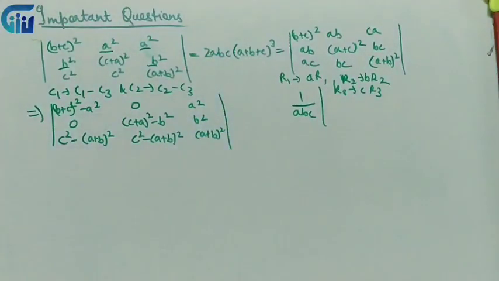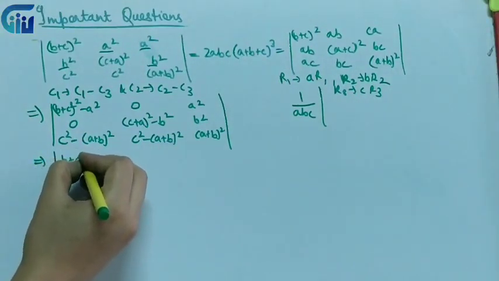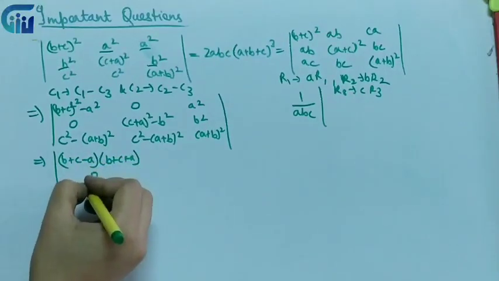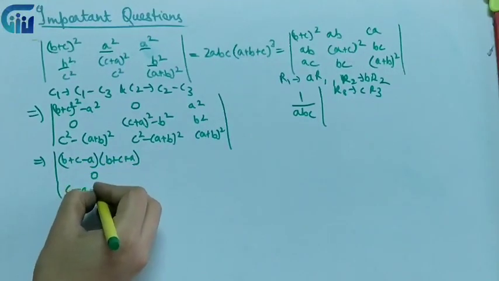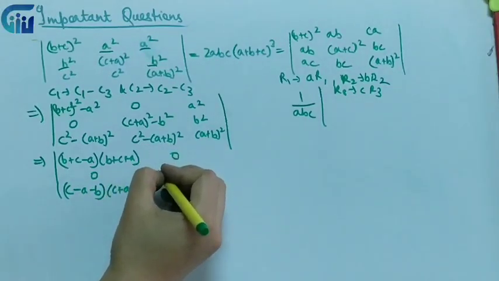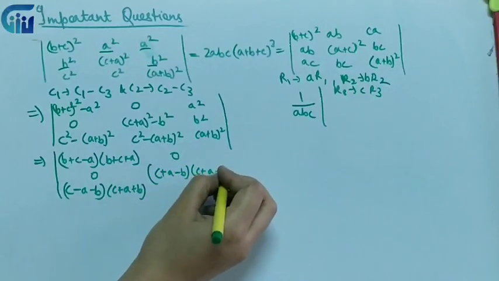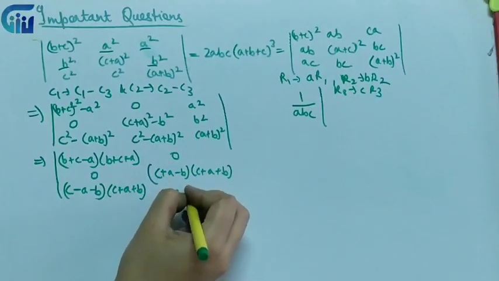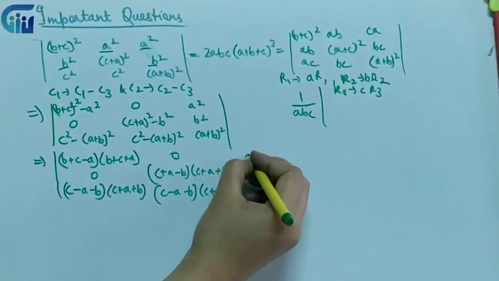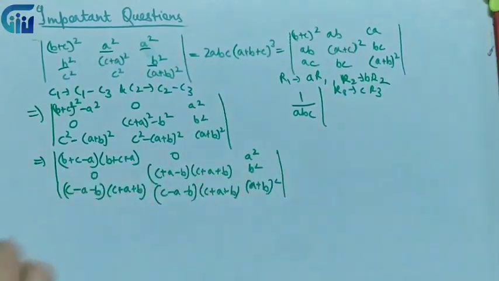So now once we have a square minus b square, we'll apply the identity. So what I'll get? b plus c minus a, b plus c plus a. This is 0. This is c minus a minus b, this is c plus a plus b. This is 0. This is c plus a minus b. Applying the identity, c plus a plus b, this is c minus a minus b, this is c plus a plus b. This is a square, b square, (a plus b) whole square.